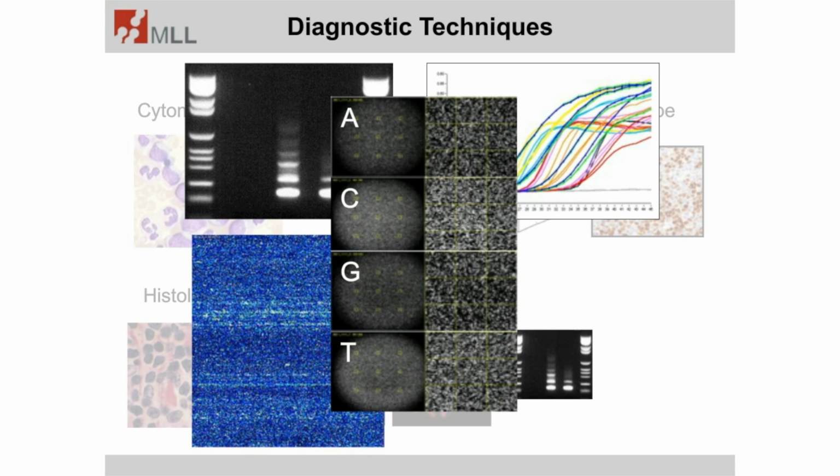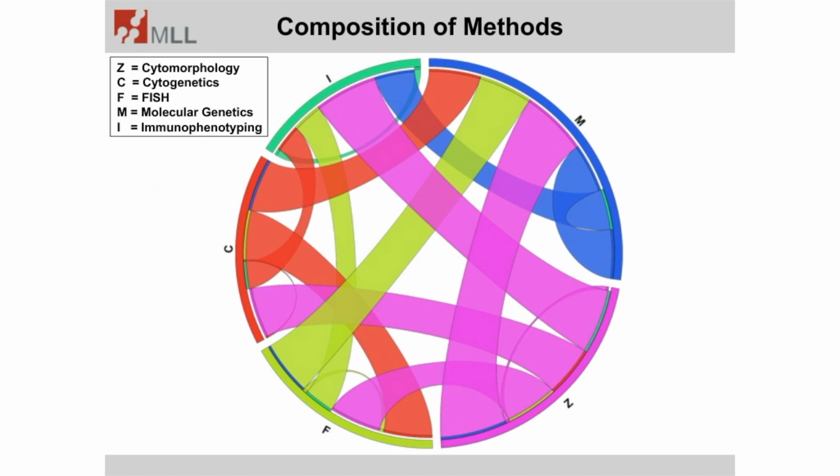And to demonstrate our experience over the last 12 years, the next slide shows you in a circos plot the different methods that we apply, starting with cytomorphology, cytogenetics, FISH, immunophenotyping, and molecular genetics. All these techniques are in most cases combined in a specific combination with the others. So for some diseases at diagnosis, we use all of these different approaches. For others, only 1 or 2, following the guidelines for diagnostic use in hematological diseases.